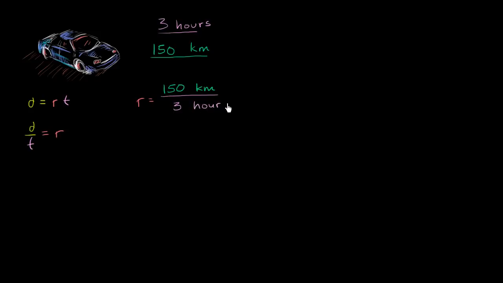So if we just look at the numeric part of this, what's 150 divided by 3? Well, that's going to be 50. So this is going to be equal to 50. But we can keep the units the way that they are right over here. This is 50 kilometers per hour.